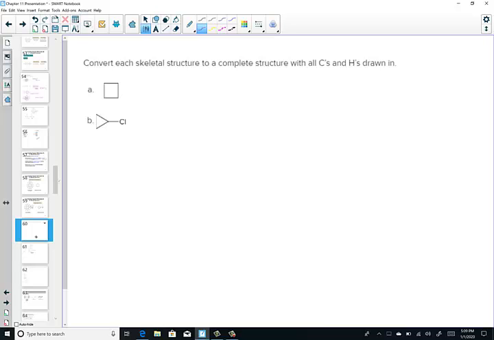So now we're up to top of page 13. We're asked to convert each skeleton structure to a complete structure with all hydrogens and carbons drawn in. So at the junction of every carbon line bond, we know that this is a carbon, this is a carbon. Every line segment joining represents a carbon. Every carbon must have 4 bonds, showing that carbon needs 2 hydrogens on each of these cyclic structures.